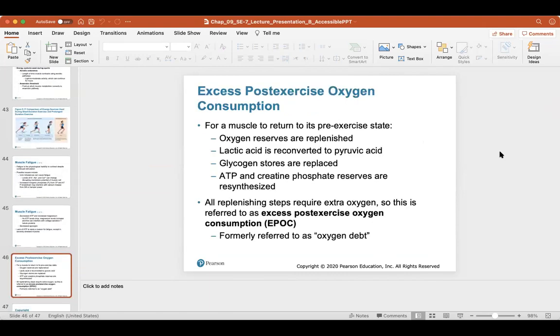A lack of ATP is rarely a reason for fatigue, except in severely stressed muscles. Excess post-exercise oxygen consumption refers to the fact that a muscle is able to return to its pre-exercise state only if oxygen reserves are replenished, lactic acid is converted back to pyruvic acid, glycogen stores are replaced, and ATP and creatine phosphate reserves are resynthesized. All replenishing steps require extra oxygen, so this is what we call excess post-exercise oxygen consumption, or what we refer to as oxygen debt.